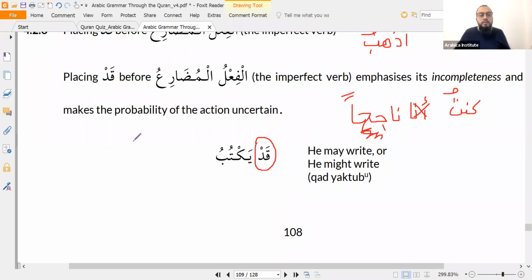Okay. Why don't you help me produce that? So say he studies. Darasa, or he studied. So he studied or studies? Either, I guess. Yadrusu. Okay. All right, let's do that. Yadrusu.